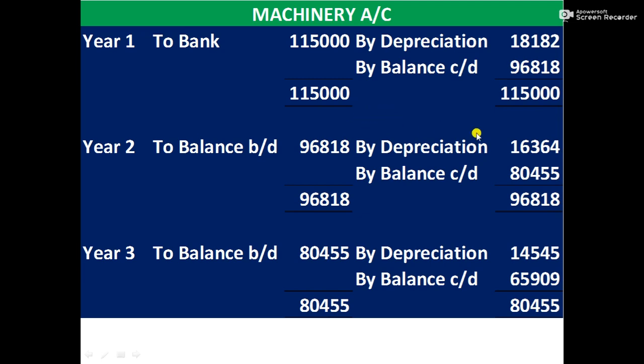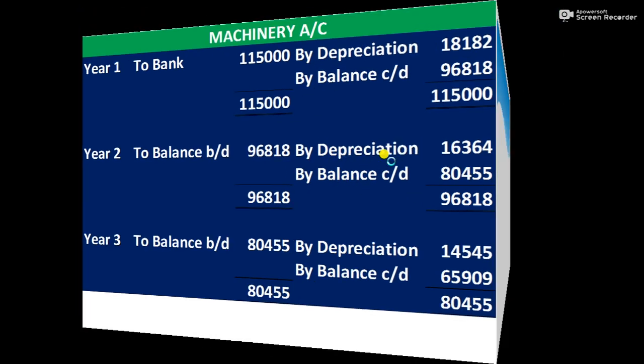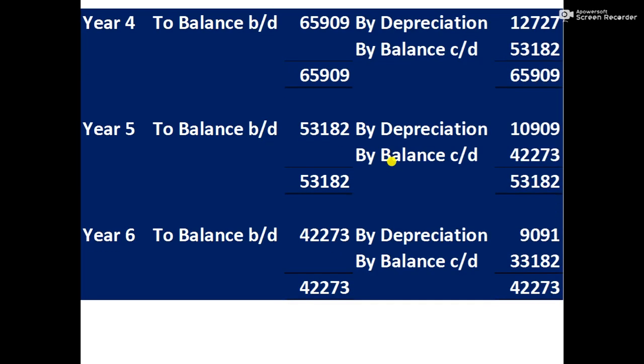The balance is 80,455. That we brought forward to third year 80,455. Third year depreciation 14,545. The balance is 65,909. And the fourth year brought forward is 65,909. By depreciation 12,727. The closing balance is 53,182. And the fifth year opening balance 53,182.